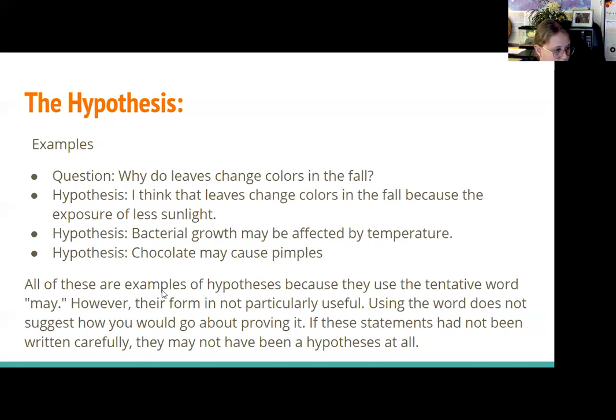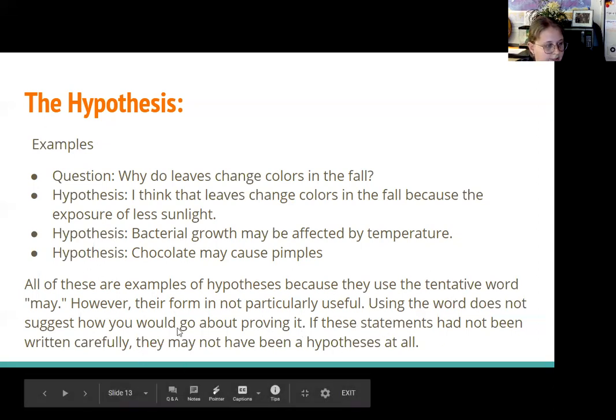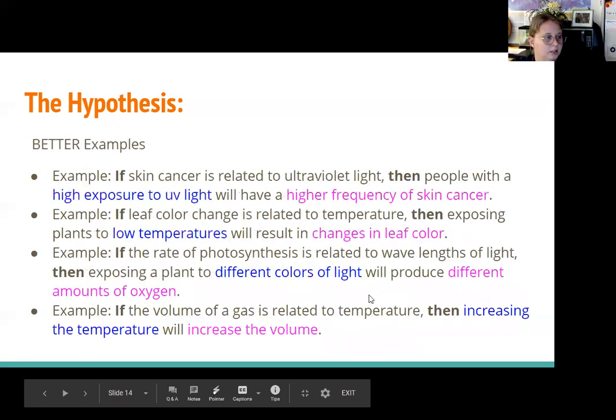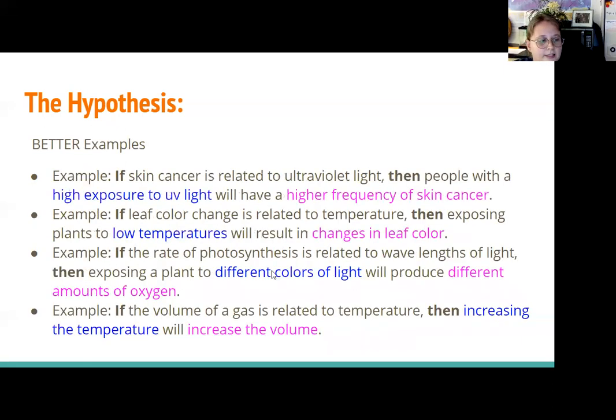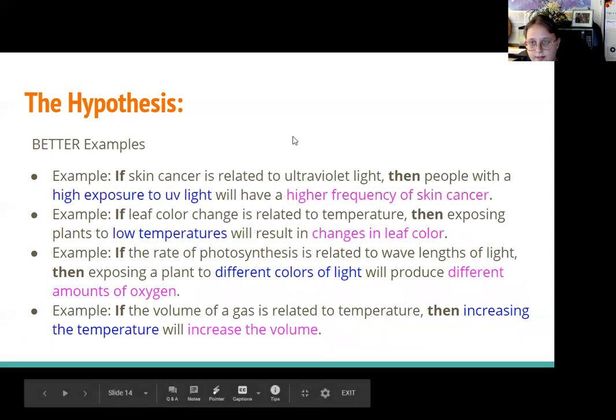So these use "may," but the form of these that we have here is not very specific. Using the word "may" does not suggest how you would go about proving it. If these statements had not been written carefully, they may not have been hypotheses at all. Hypotheses. So this is the if-then format that most of you have seen in your science classes before.